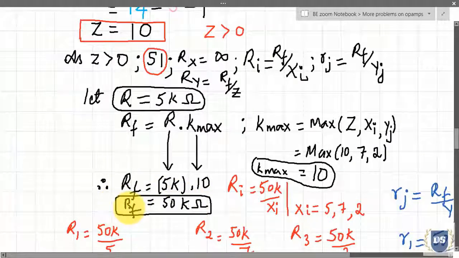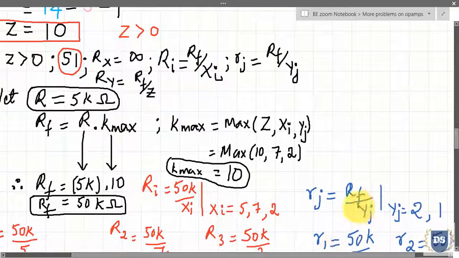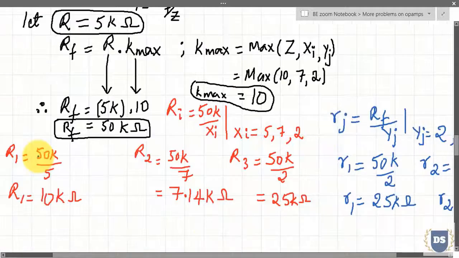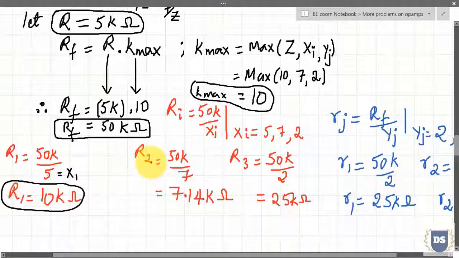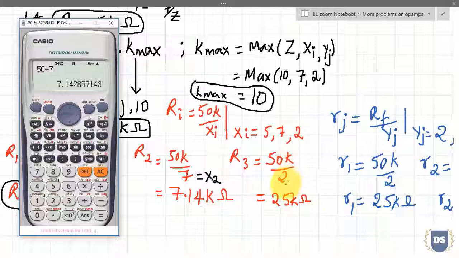After finding Rf, I can easily go for the input resistances associated with non-inverting input terminal as well as the resistances associated with inverting input terminal Rj. So my R1 value will be equal to 50k divided by 5, that which is our very first quotient, or the value equal to x1. So the value of capital R1 is equal to 10 kilo ohm. In a similar way, for R2, 7 is the x2 value. In a similar way, if I substitute the last value of xi, that is 2, I'll get it as 25 kilo ohm.